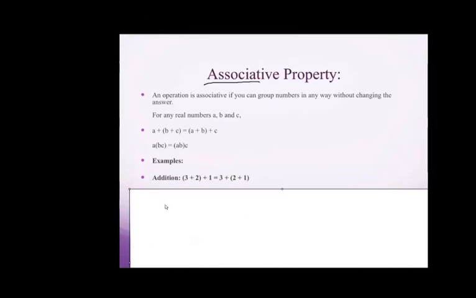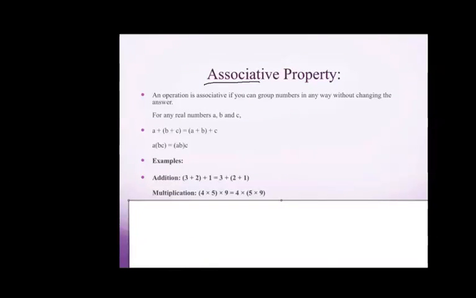We're going to look at some more examples right here. Here's the example like what I just showed you here, where we can add 3 plus 2 and then 1, or we can add 2 plus 1 and then 3. In the end, your answer is still going to be 6. Here's a multiplication example. 4 times 5 is 20, times 9 would give us 180.